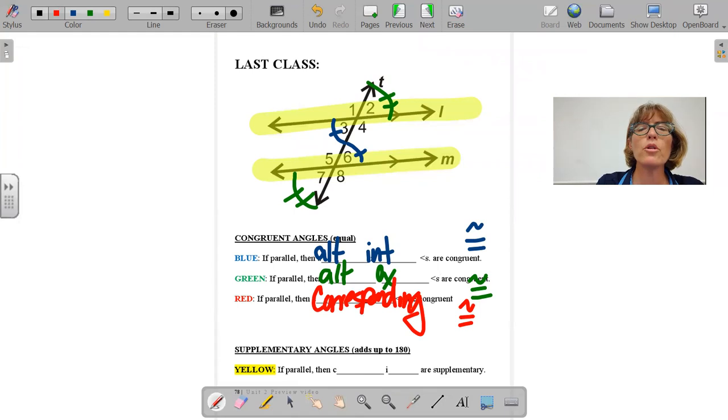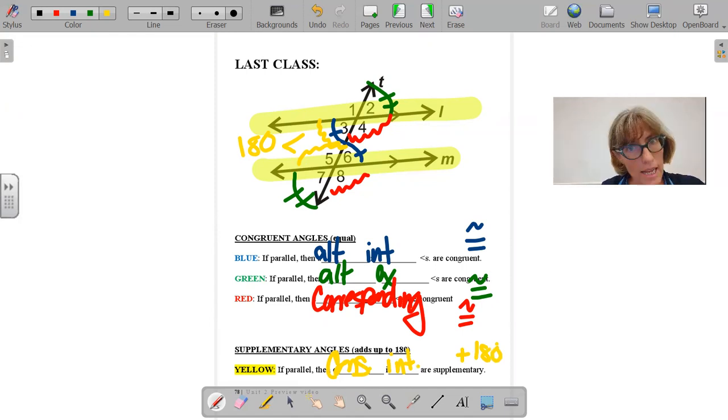Corresponding angles would be congruent. That would be like 8 and 4. One's in, one's out, same side. And if lines are parallel, these consecutive interior angles, which would be 3 and 5, 6 and 4, are not congruent. They are supplementary, which means they add up to 180. Consecutive interior sum 180. That's last class.